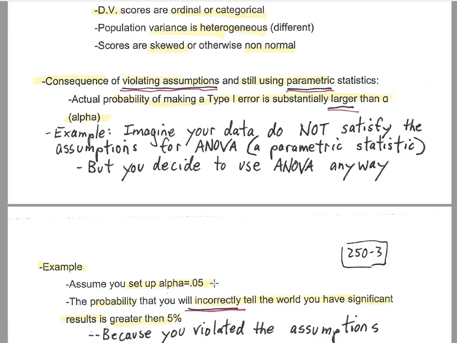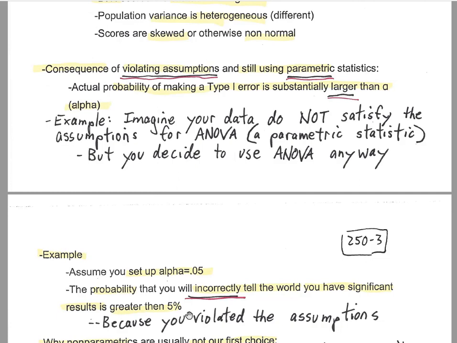Well, you can do the analysis. It's not like the statistical application is going to stop you. But the problem is you can't necessarily trust the results you get. If you violate the assumptions and use ANOVA anyway, the probability that you'll tell the world you have significant results is greater than 5% because you violated the assumptions. What are you talking about? Well, if you set alpha at 0.05 and you get statistically significant results, you tell the world my independent variable had an effect.